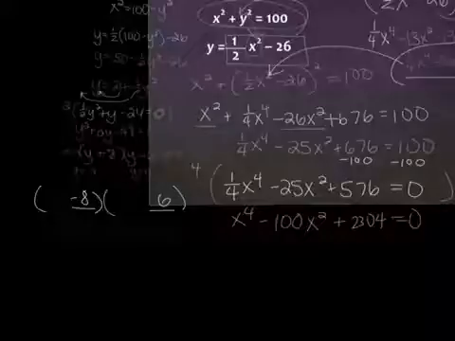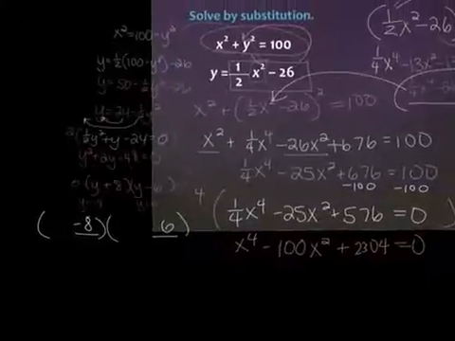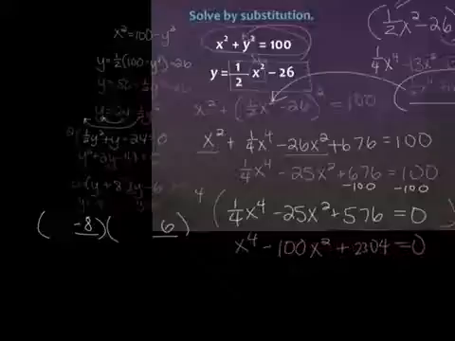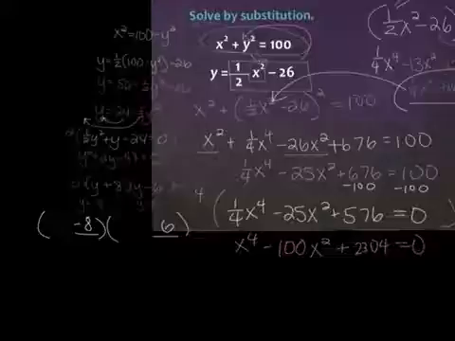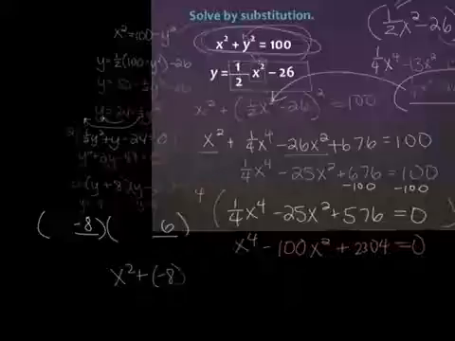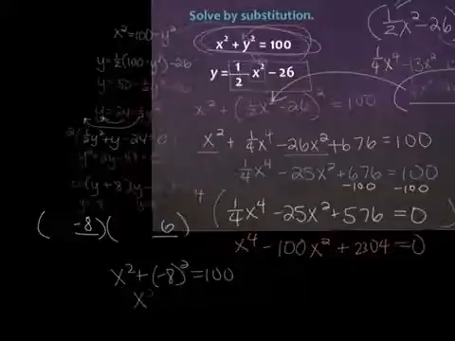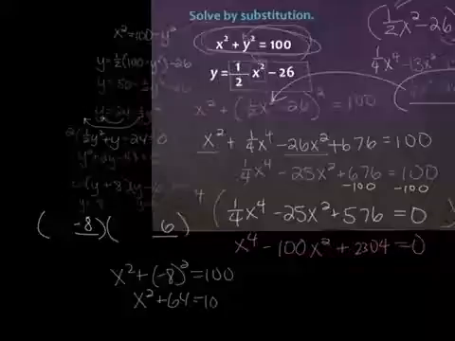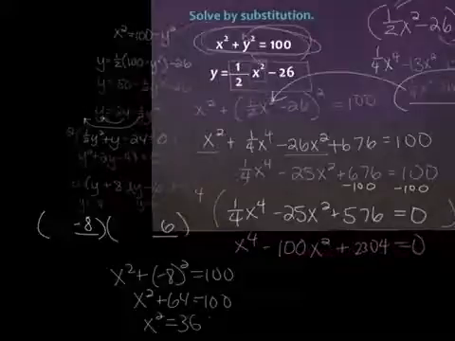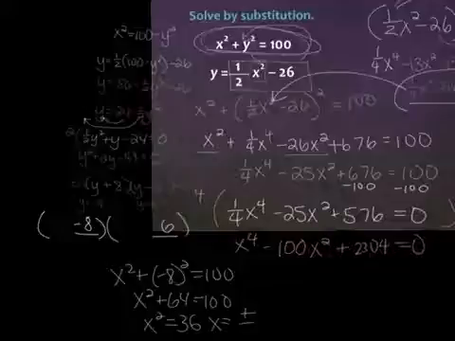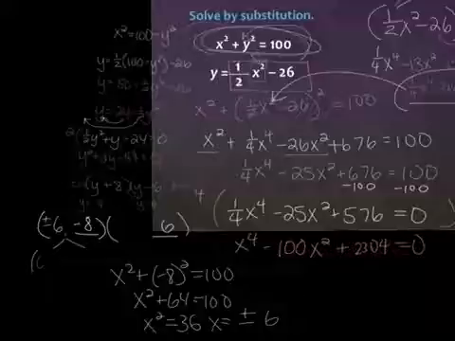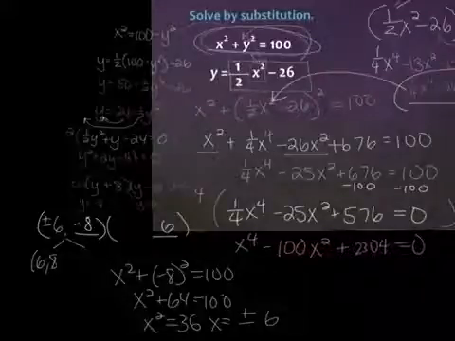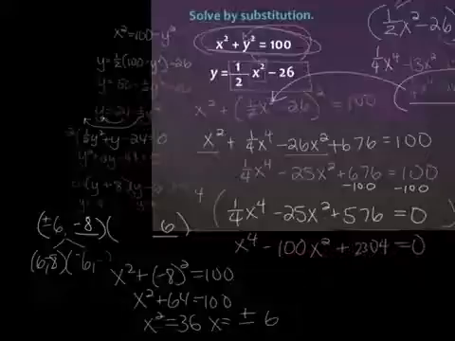So now I have to plug them both in, okay? You can plug them both into the very top one. I could plug them into the second one. I can plug them into any of the original equations, which is probably your best bet. So if I plug it in here, I'd get x squared plus negative 8 squared equals 100. X squared plus 64 equals 100. X squared equals 36, and x equals plus and minus 6. So this now split into 2 answers: 6, negative 8, and negative 6, negative 8.